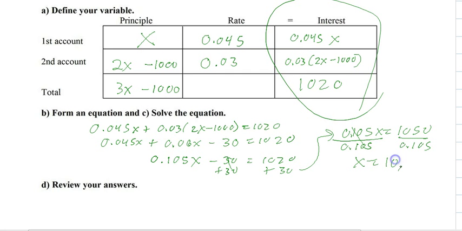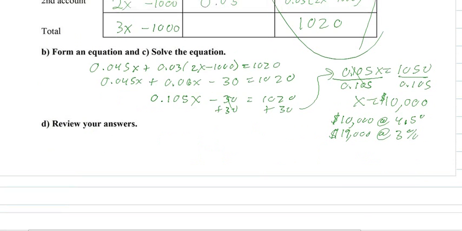$10,000. So $10,000 at the 4.5%. And then if we plug it in for this one, 2 times that is 20,000 minus 1,000 is 19,000 at, where are we at? 3%. Alright, and then double check it again to make sure we have the correct interest. So 10,000 times 0.045 and 19,000 times 0.03. We should have a total interest of 1,020.